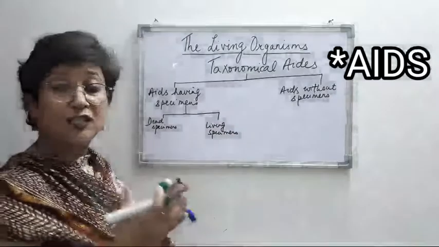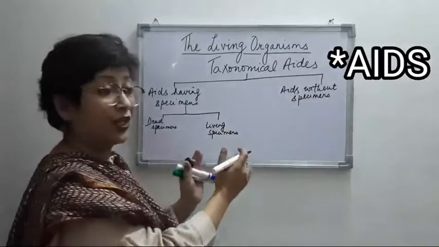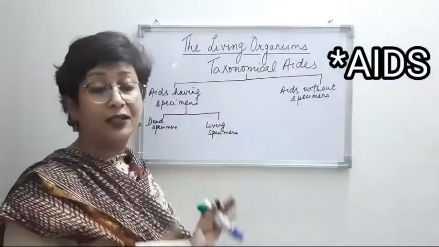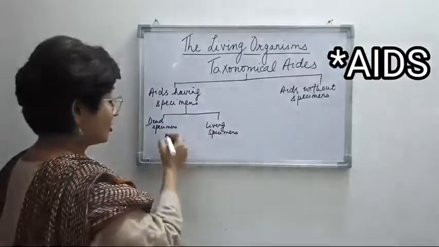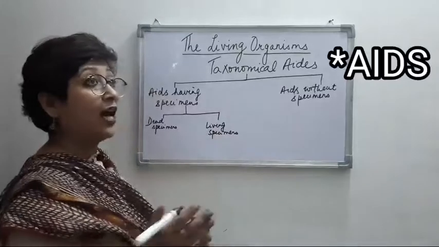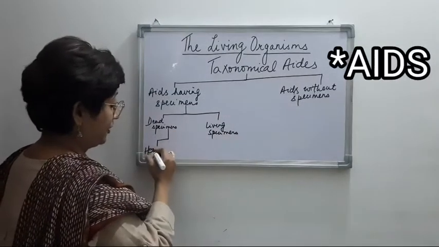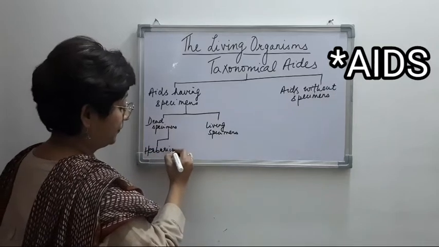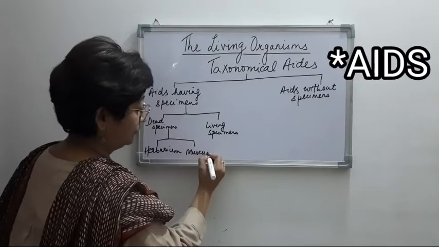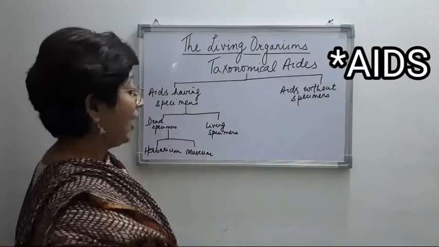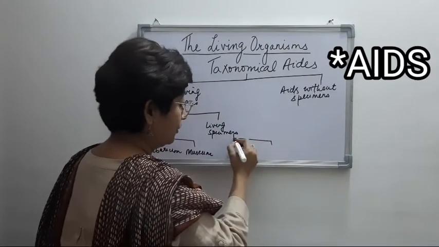Right? So specimens which are dead are categorized into one, and specimens which are living are categorized into one kind of aids. Right? So again, there are 2 types of dead specimens or taxonomical aids having dead specimens. So these 2 types are herbarium and museum. I'm sure you must have heard the names.